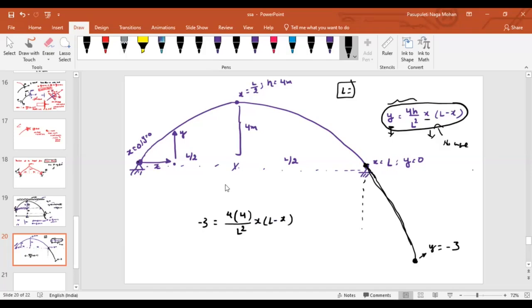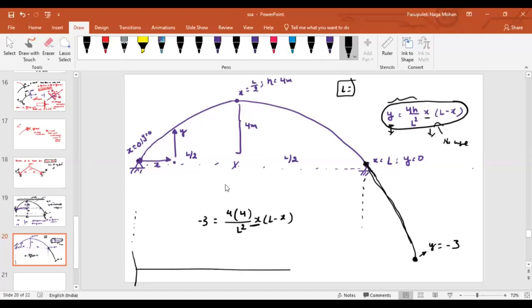Now in this case, what is the L that I should consider? Or what is the X that I should consider here? X is started from this point until this point. Can you tell me what is the length?